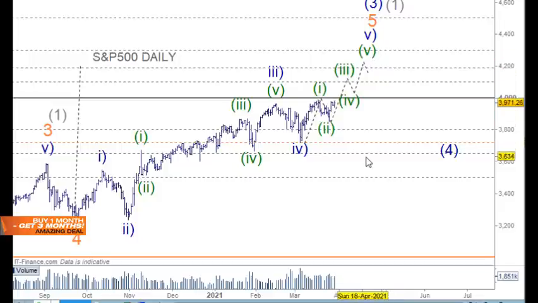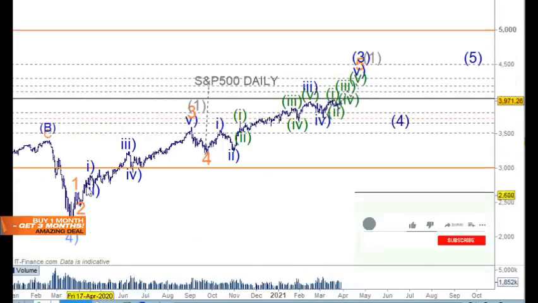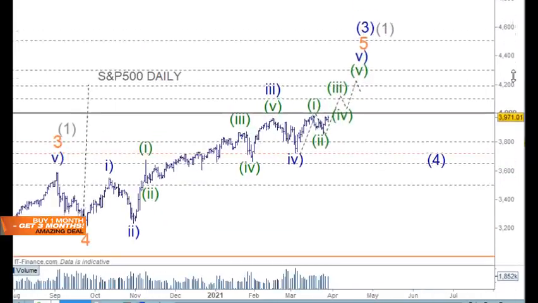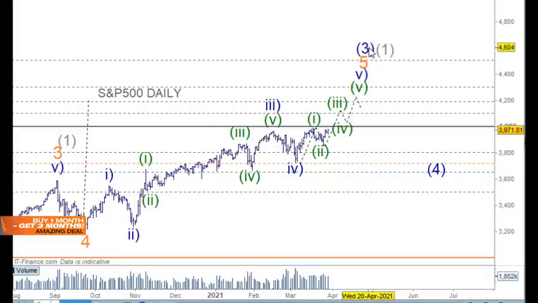Now, as you may know, I've been counting this particular count here from down here as 1 and 2 and 3 and 4 and 5 here. That can finish here as the top of the trend, or we can have it as wave 1 or wave 3 coming back to wave 4.